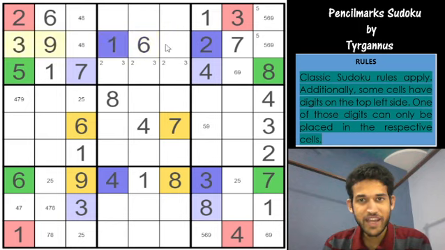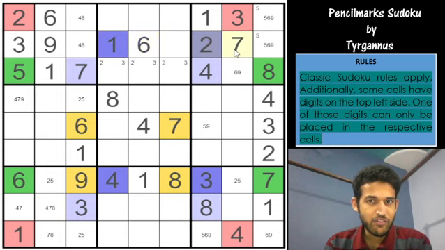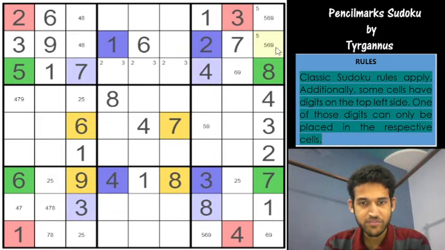1, 6, 3, 9 and 2, 7. So we need 4, 5, 8. Right? You can't have 4 and 8 here, so that is a 5. It's a 5. That's 6 and 9.